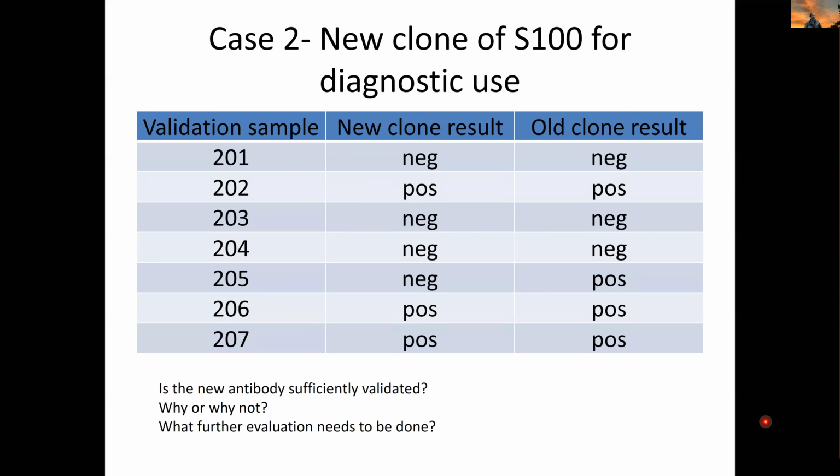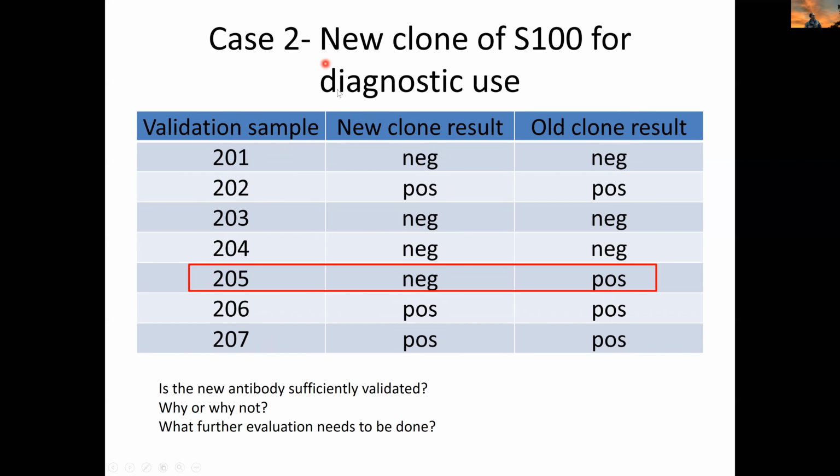Okay, case 2. Oh, we got a new clone of S100. Oh, golly. We had that old clone, it worked so well, but now we've got this new one. So here's our validation study. We did 7 cases. And what did we get? Well, we've got 1 discrepant. So is this enough? Are we validated?